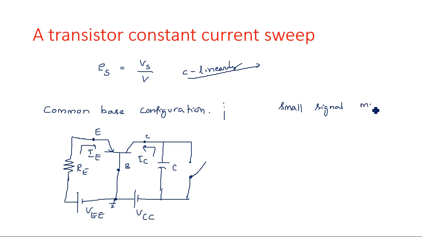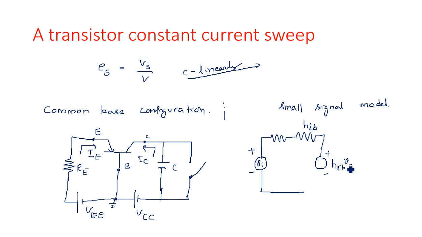Small signal model, where the input resistor RE is as it is, with an equivalent input voltage VI, and the transistor is replaced by its internal parameters, the H parameters. We take the input resistance HIB. Because the base is common, every H parameter is associated with B. This is the voltage source, a dependent source HRB into VS, the sweep voltage. On the other hand, we have a current source that is also dependent, HFB into IE, the input current.